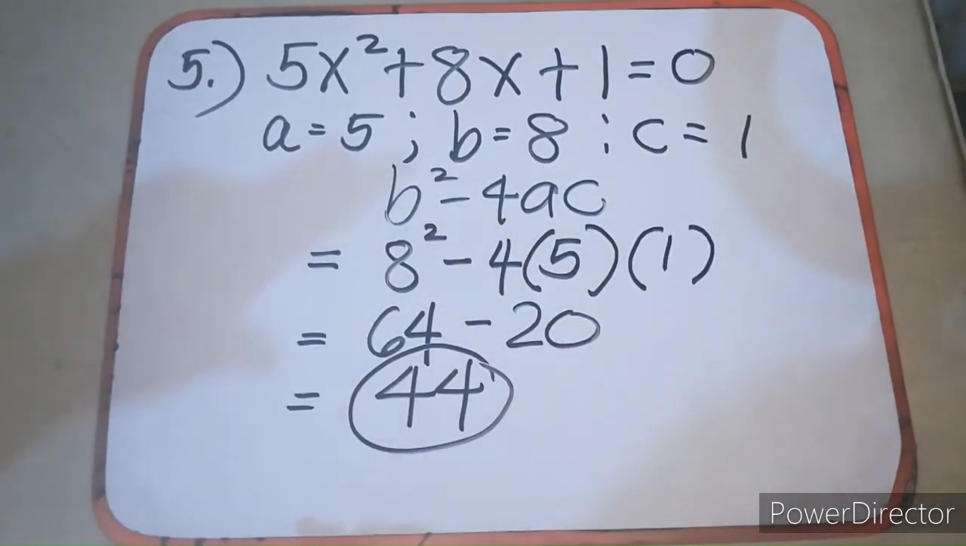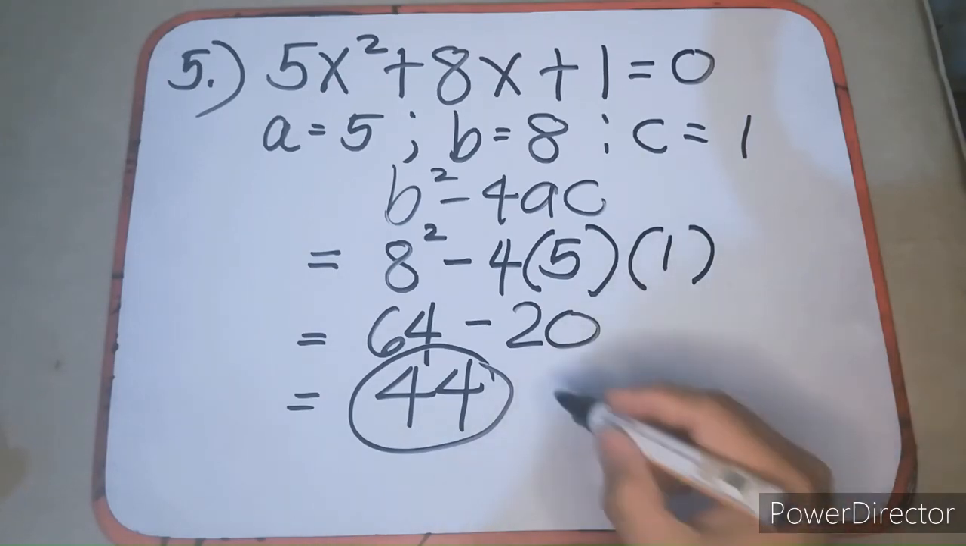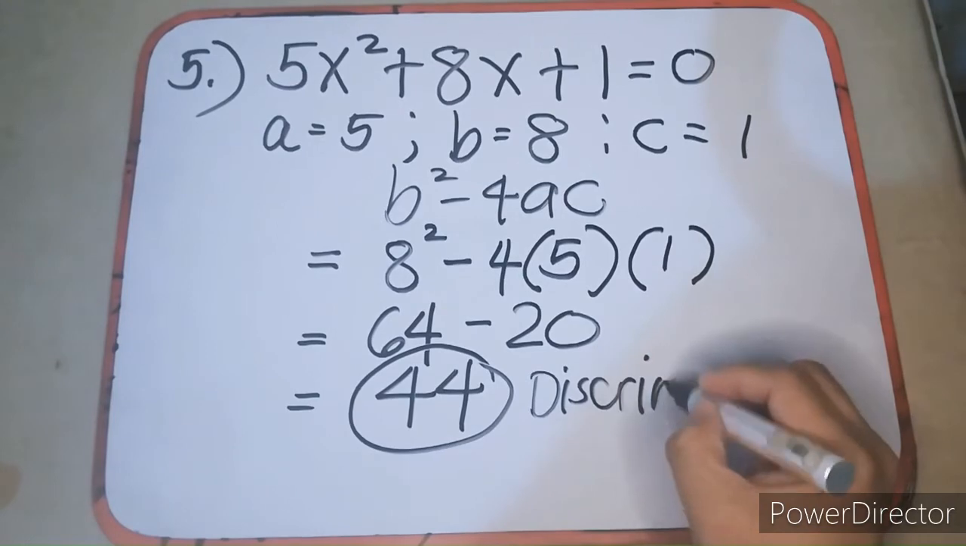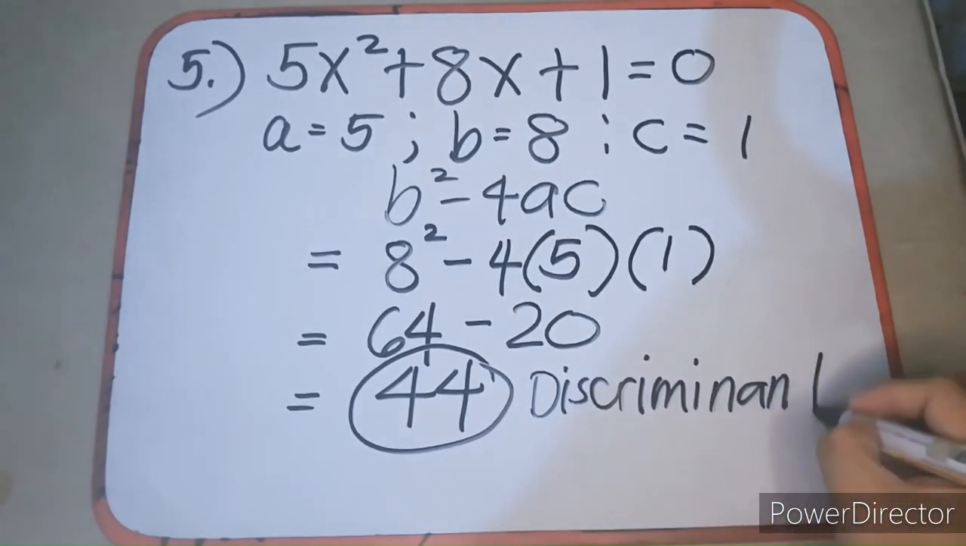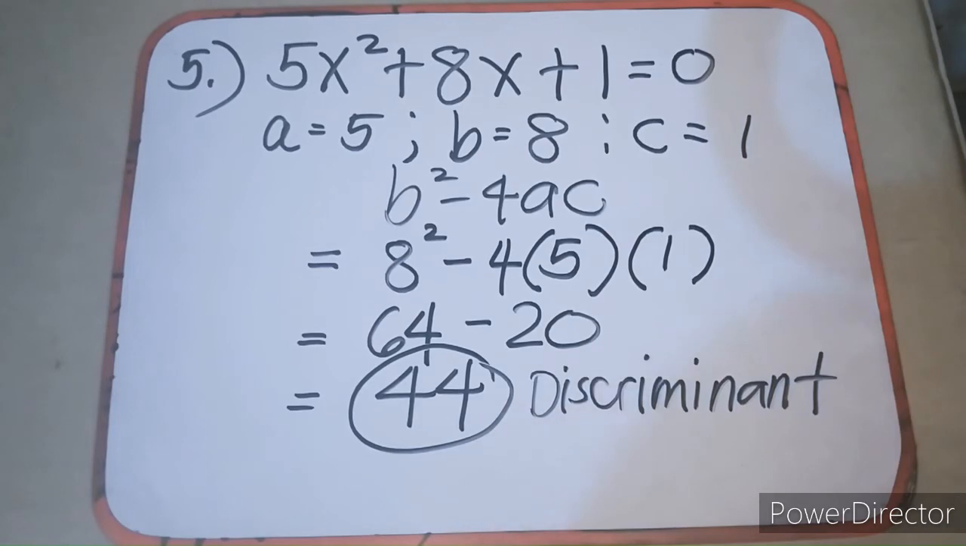So 44, going back to the things that we have to remember. If your discriminant, so that means this is your discriminant, is positive and it's a perfect square, then the nature is two real, rational, and unequal roots. But if it's positive but non-perfect square, the nature is two real, irrational, and unequal roots.